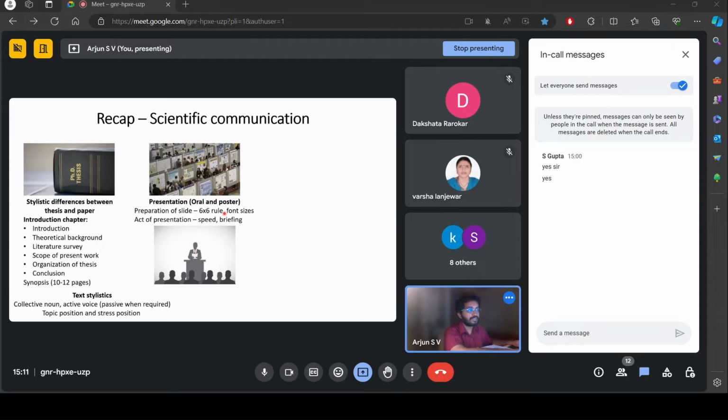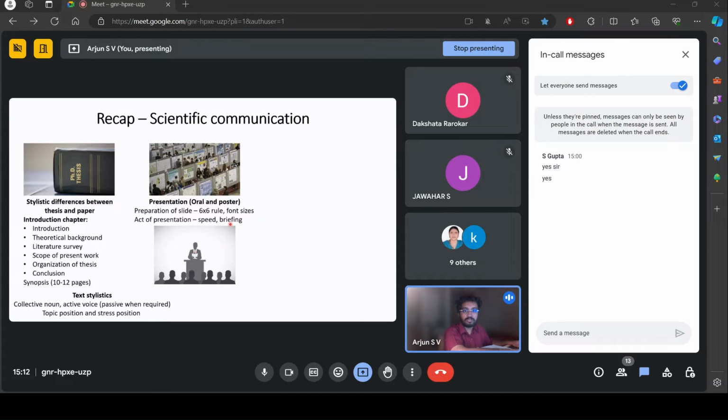And while you are presenting, in case of an oral talk or in case of a poster, an oral talk might differ in some aspects, but whenever you are presenting, you must be noting down your speed. You should not be presenting in such a fast manner, and you should be clear and concise while giving your points. And you should also take into account the briefing section.